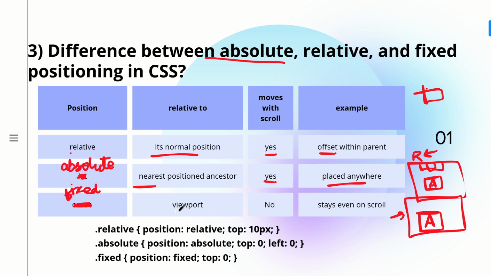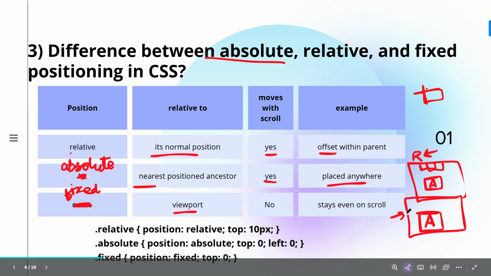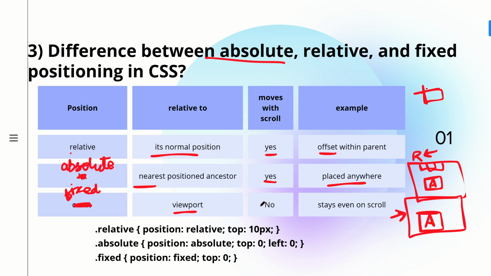Then we have fixed. Fixed is relative to the viewport. So with fixed, it is not related to its normal position or the nearest ancestor, it is always related to its viewport. The same example. And does it move with scroll? No, it does not move with scroll. So wherever you have placed the element with whatever top and left property, it is going to stick to your screen. So it is not going to move with your scroll.